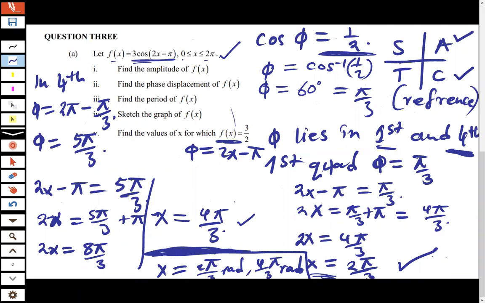Sir, maybe before you go. I don't know if when we divide the 8 pi over 3, we're dividing it by 2? Yes, by 2. I was thinking that we were supposed to find 4 pi over 6. No, we're going to find 8 pi over 6, and then when you reduce it further, you get it. Okay, I get it now. Thank you.